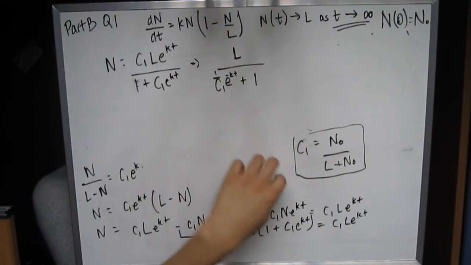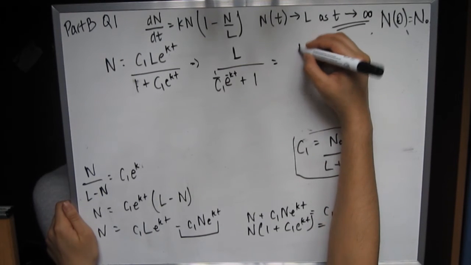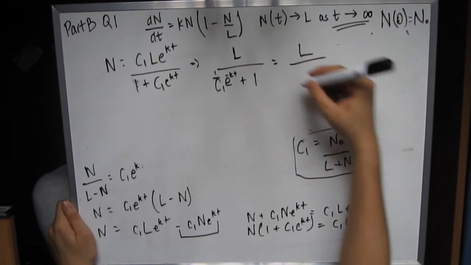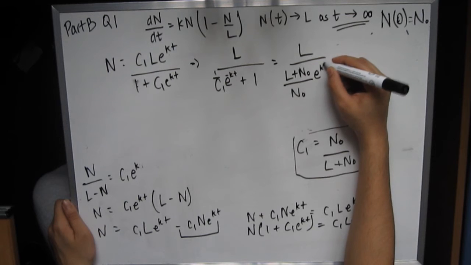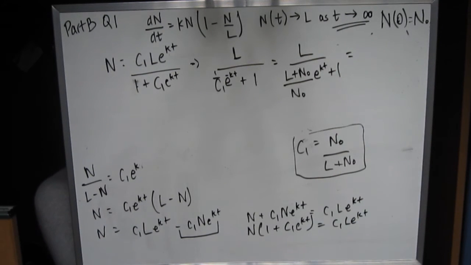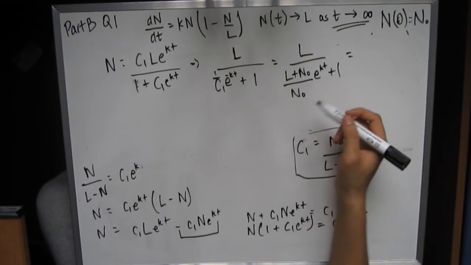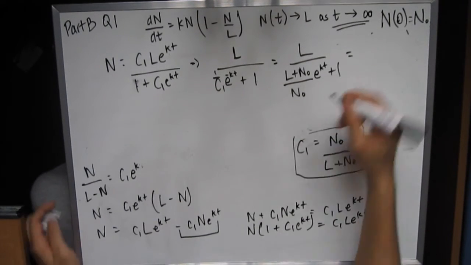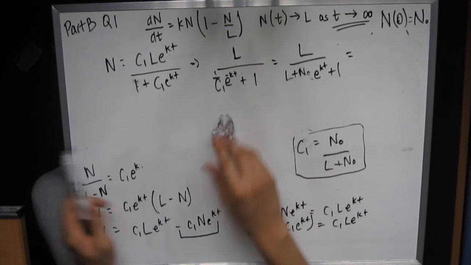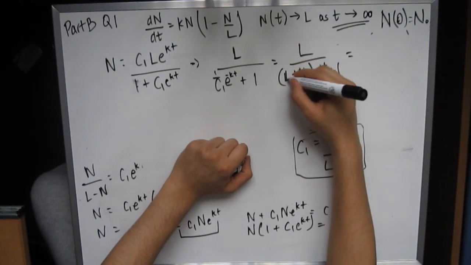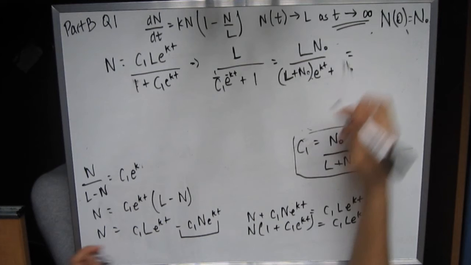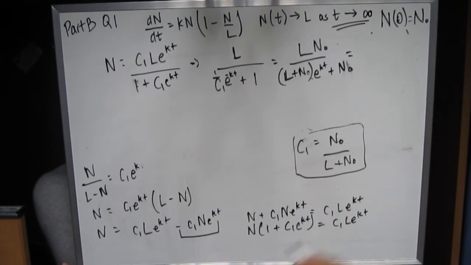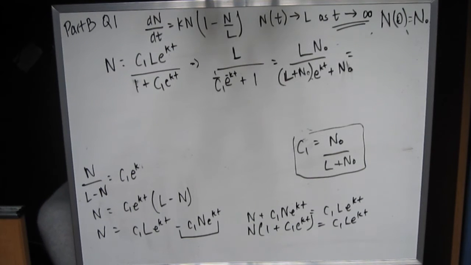And since it's 1 over C1, when we sub that in over there, you're going to get L over (L minus n naught all over n naught) e to the negative kt plus 1. And what you can do now is get the n naught out of there, divide everything by n naught, so you end up with a bracket, and you get your n naught up here, and your 1 becomes an n naught right here. So now that you have that equation, this is basically your final equation.